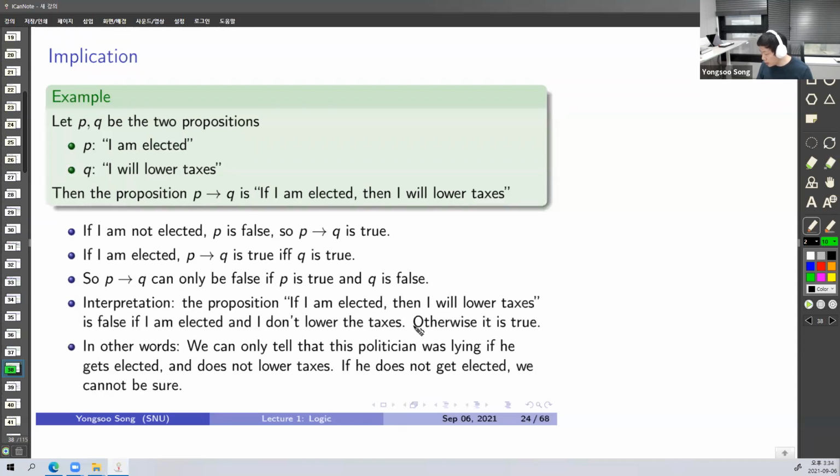So it means that a politician is lying if he gets elected and does not lower taxes, but even if he doesn't lower the taxes, he's not lying if he doesn't get elected. So that's what the implication proposition says.